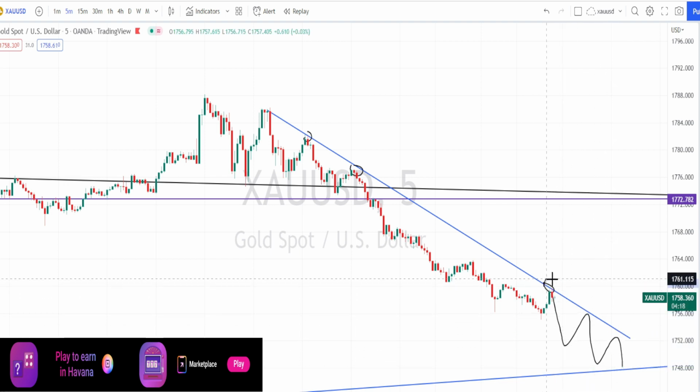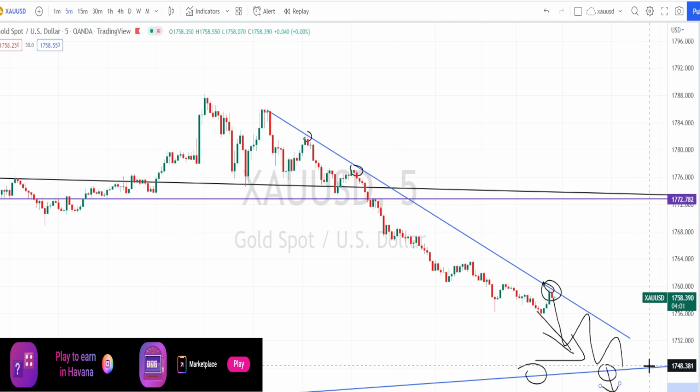As long as this resistance line is not breached, we can expect the bearish trend to continue in 5 minutes time frame. Here we have the hourly time frame support line over here. Only when the price action breaks this support line, we can expect the further continuation of the bearish trend in 5 minutes time frame. If this resistance line is broken, we have the next level of resistance from the daily time frame, which is around the level of 1772.